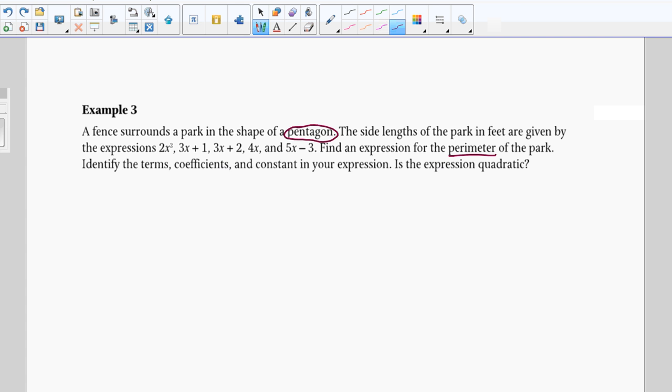Remember, perimeter is when you add up all your sides of the park, and then identify the terms, the coefficients, the constants. Remember, you cannot identify these unless your expression is simplified. So why don't you try this one by yourself? Add up all 5 sides, simplify it, see if you can identify these 3 things. And then unpause it and check your answer.